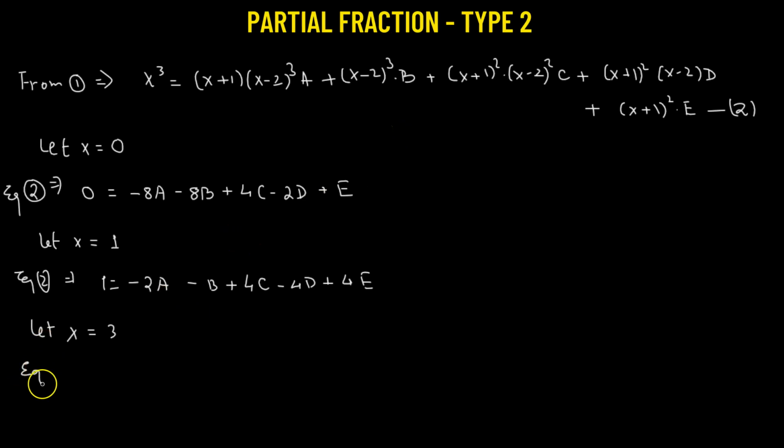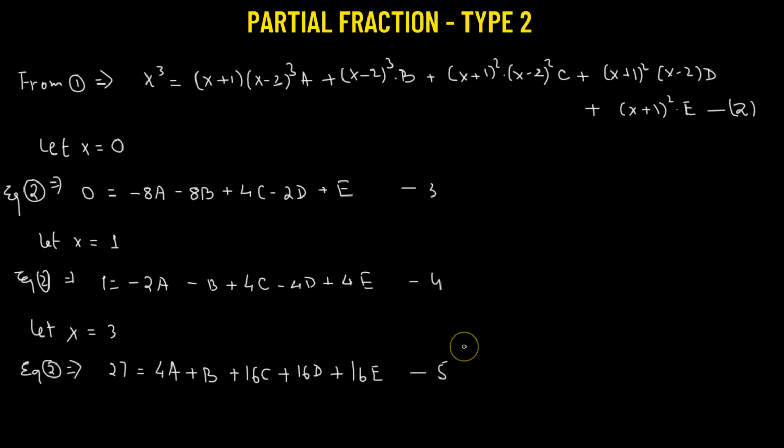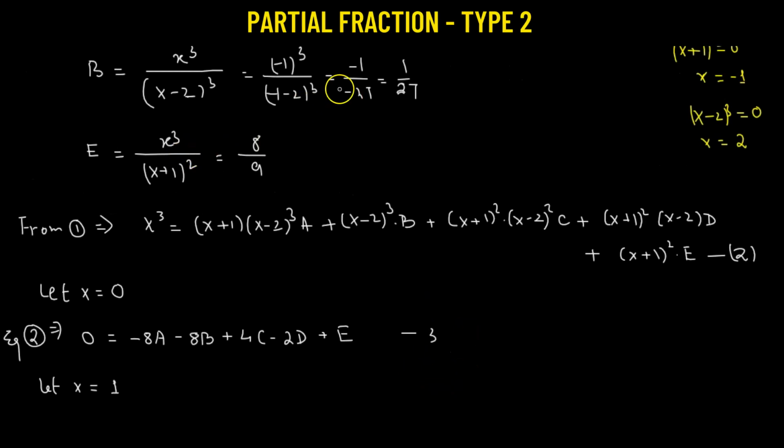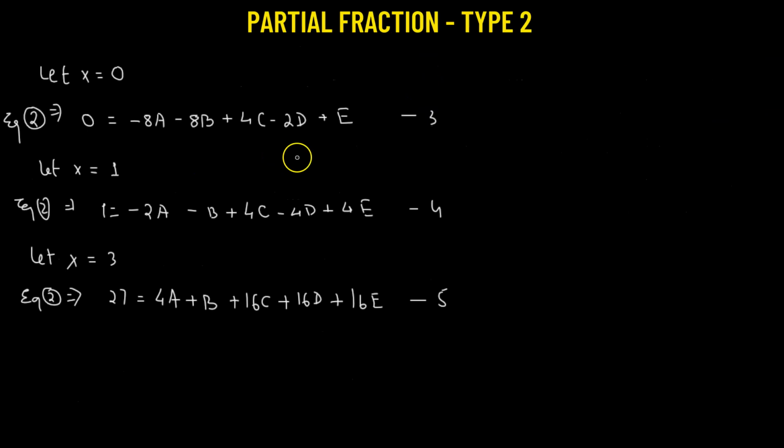The equation number 2 now becomes, so we have 3 cubed on the left hand side, that's 27. The 27 is going to be equal to 4a plus b plus 16c plus 16d plus 16e. So we have now 3 new equations. Let's label these as equation number 3, 4 and 5. Now what we'll do, we'll use these 2 values of b and e. So b is 1 over 27 and e is 8 over 9, and substitute that into equations 3, 4 and 5. So let's do that.